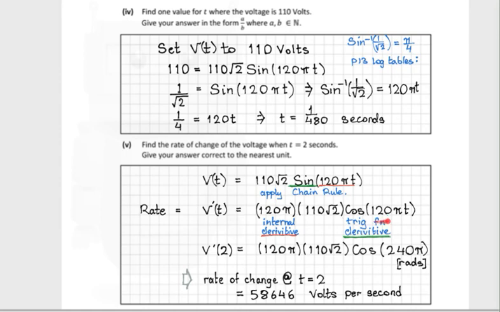The 120 becomes 240. Again, keep your calculator in radians, otherwise replace pi with 180 if your calculator is set in degrees. Our final result is 58,646. This will be in a rate, and it's in volts per second.